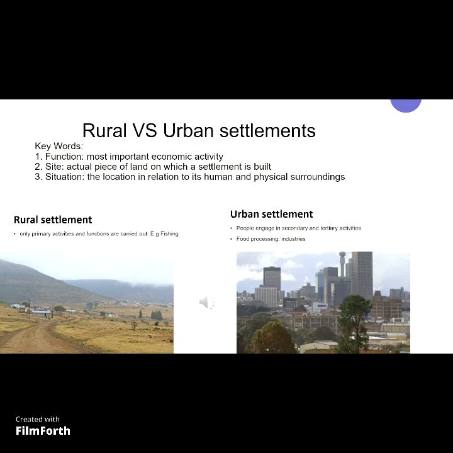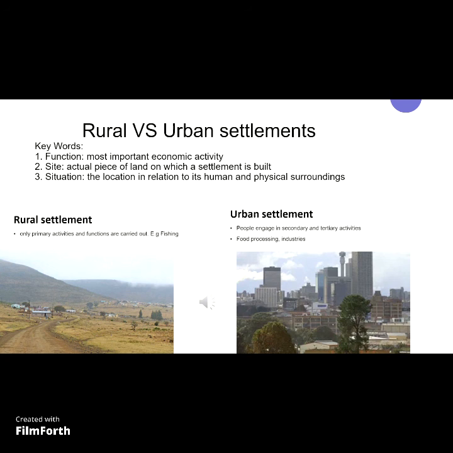Right. So, a rural settlement is one in which primary activities and functions are carried out. Take fishing as an example. We also have an urban settlement. It's the one in which people engage in secondary and tertiary activities and produce goods and services. Take food processing as an example.